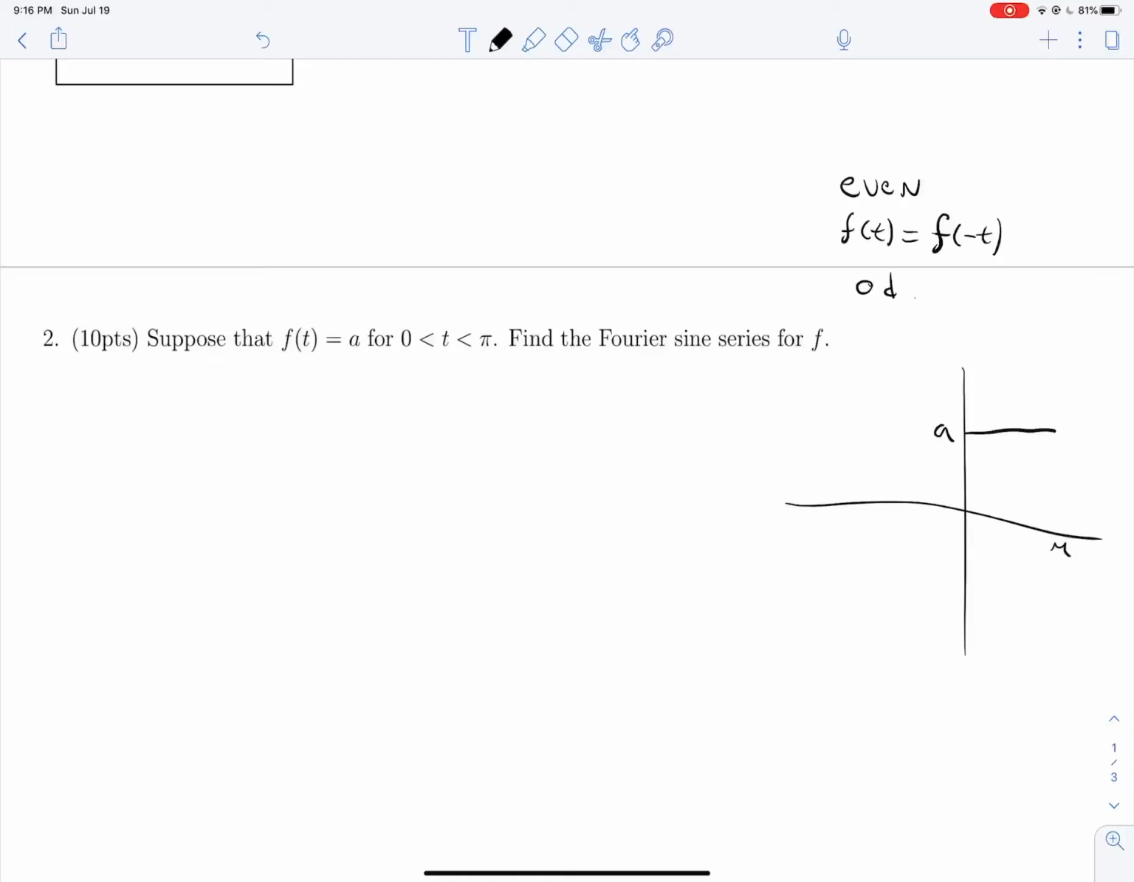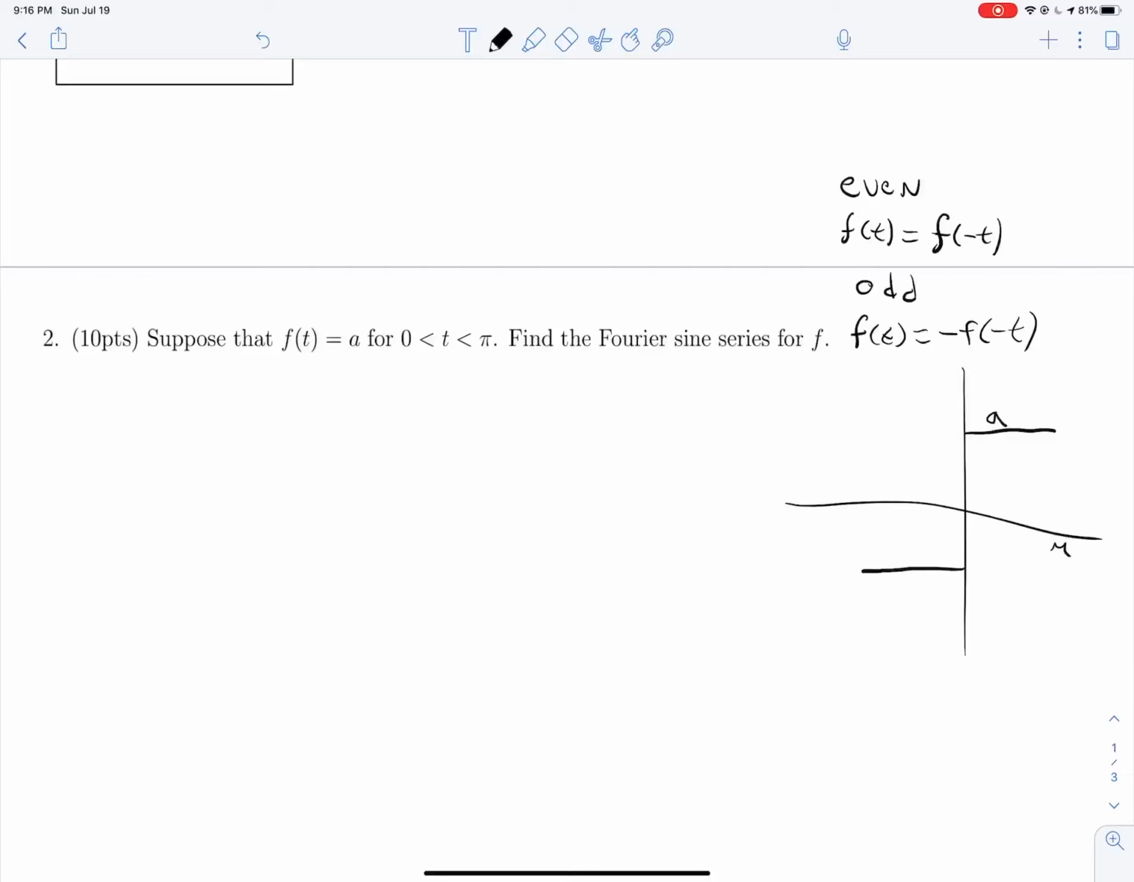Well, an odd function just takes it one step further. f of t is equal to negative f of negative t. So not only are we reflecting our function across the y-axis, we're also going to reflect it across the x-axis. So you kind of have this flip around the origin taking place, where we have to reflect over both axes at the same time.